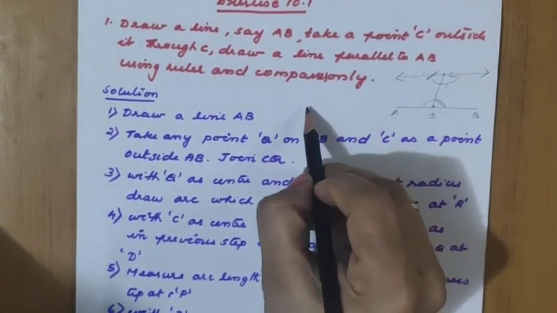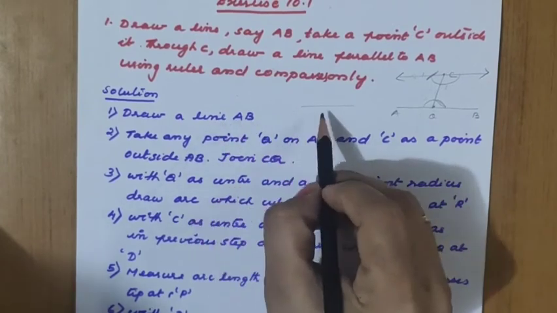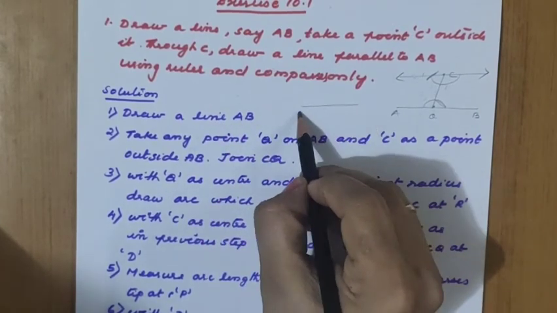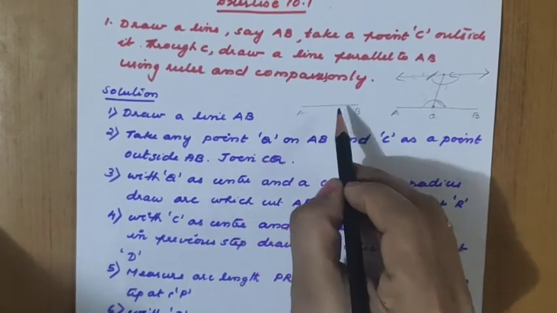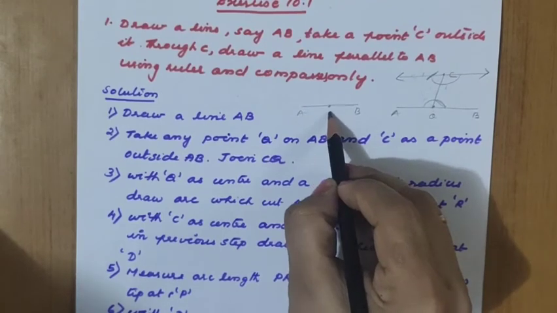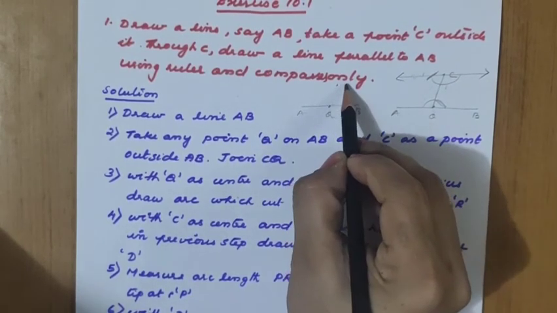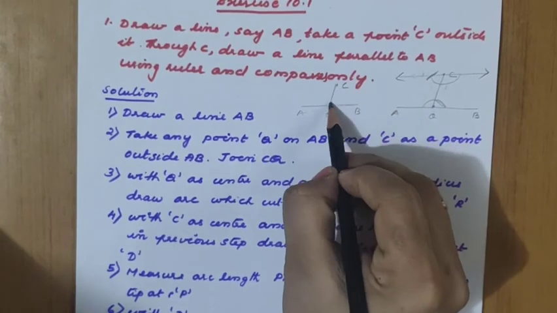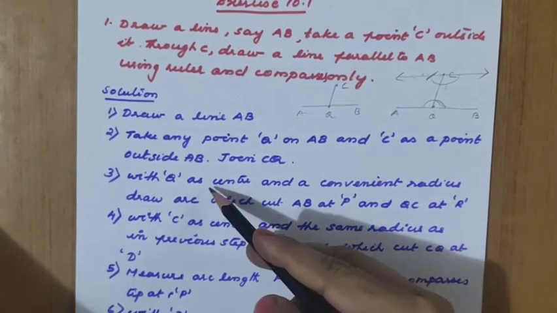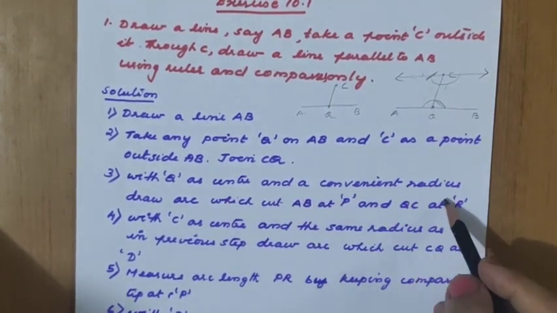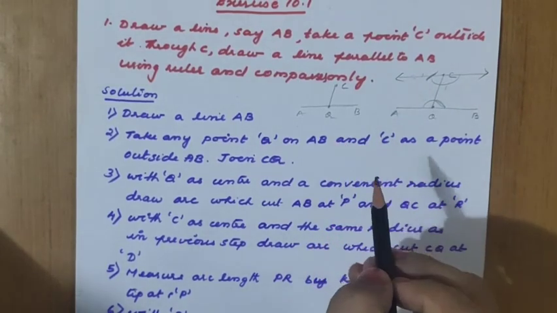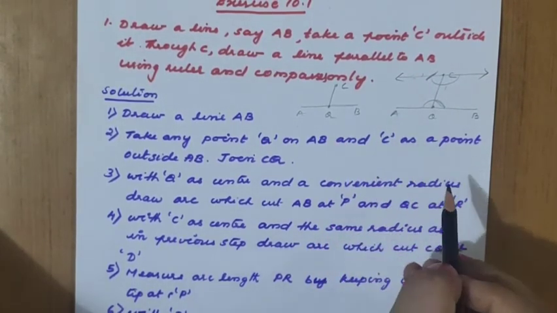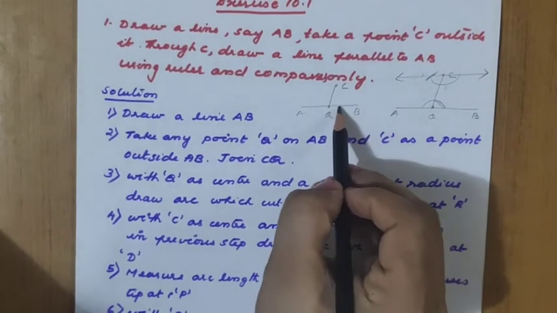What is the step? Draw a line AB and take any point Q on AB and C outside it. CQ to be joined. With Q as center and a convenient radius, draw an arc at Q which cuts AB at P and QC at R.